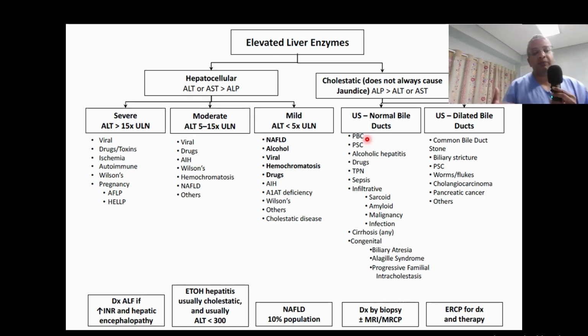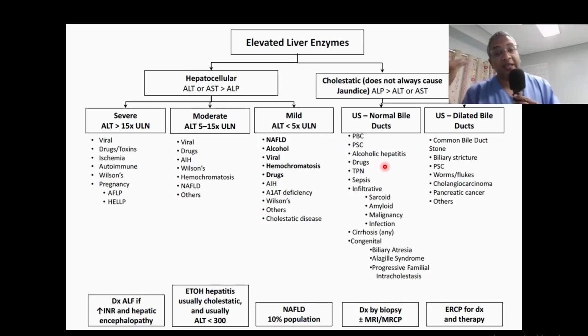That one's associated with a positive antimitochondrial antibody. Primary sclerosing cholangitis as well. Alcoholic hepatitis, blame it on the alcohol. Drugs, TPN can do it, sepsis can do it. Infiltrative issues, sarcoidosis, amyloidosis, malignancy, infection, any cause of cirrhosis, and congenital issues, thinking about in the pediatric population, biliary atresia, Alagille syndrome, and the progressive familial intrahepatic cholestasis.